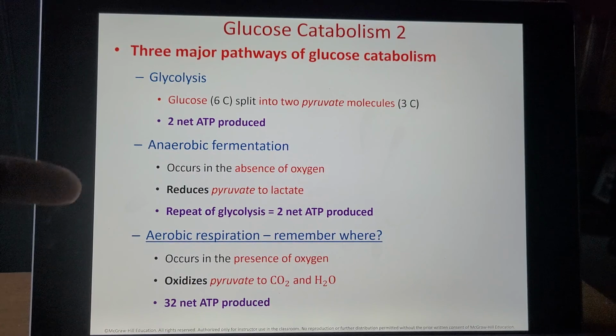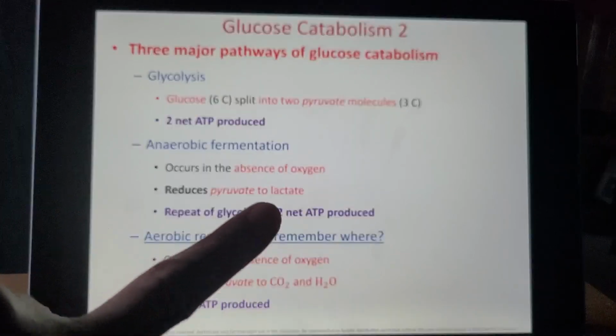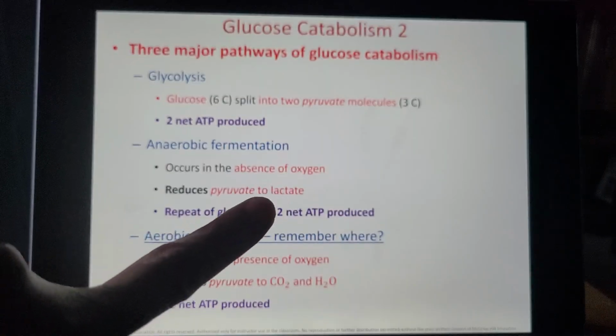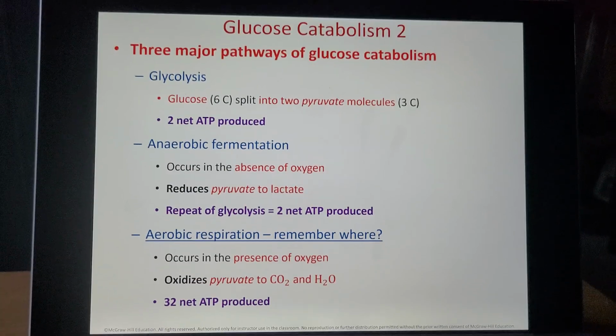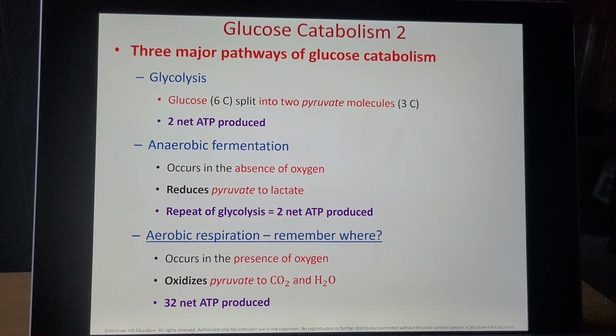With anaerobic fermentation, once you start getting enough oxygen in, you can actually go back. Your liver can convert the lactate back to pyruvate, and then you can switch to aerobic respiration to get the full amount of energy that you can get out of a glucose.